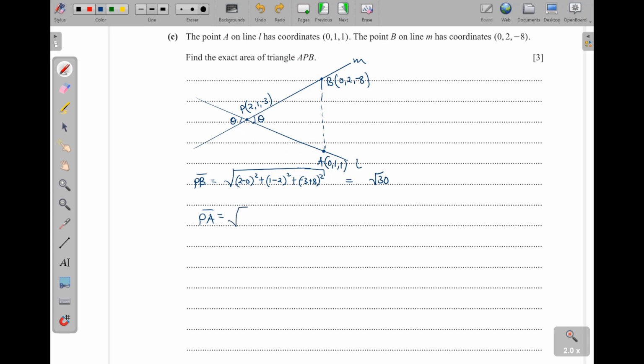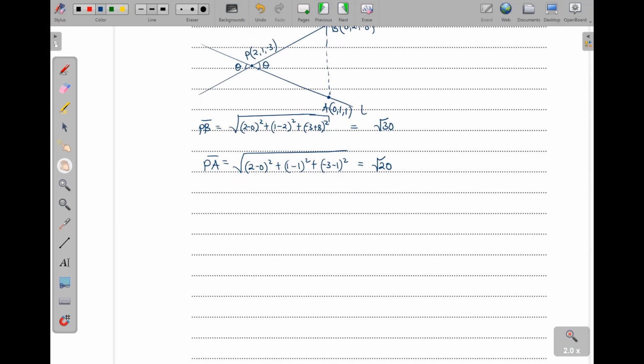So we shall have the square root of 2 minus 0 squared, then plus 1 minus 1 squared, then plus -3 minus 1 squared. So this one here is 4. Of course, this one is 0, and then this is 16. So that will give us 20. So it will be square root of 20.